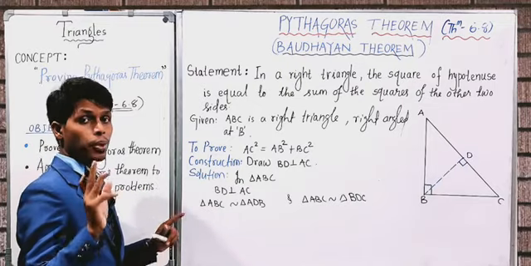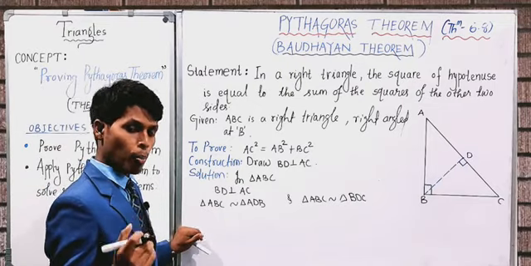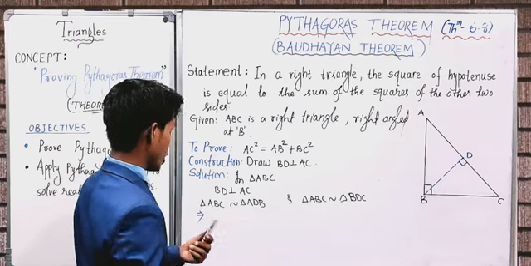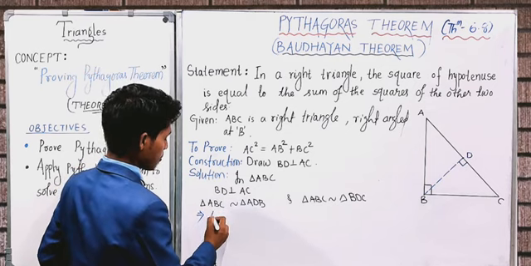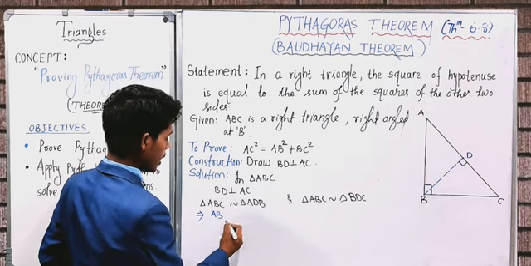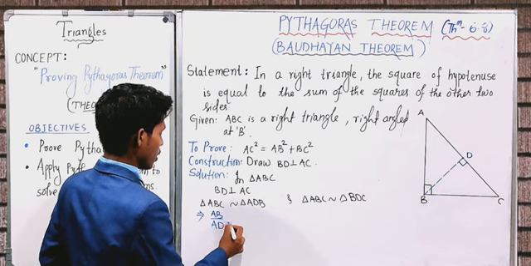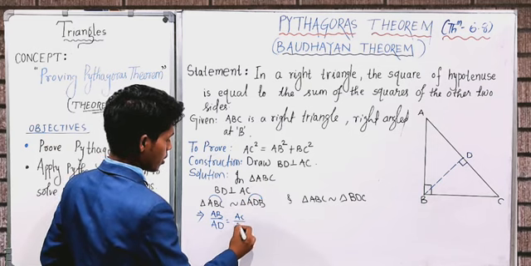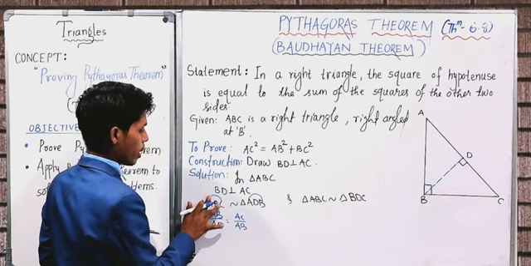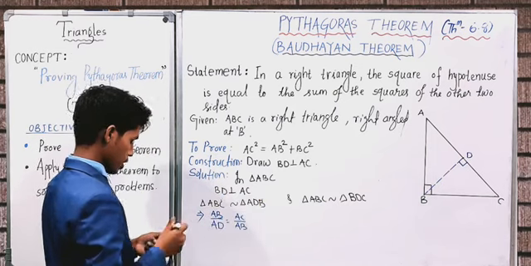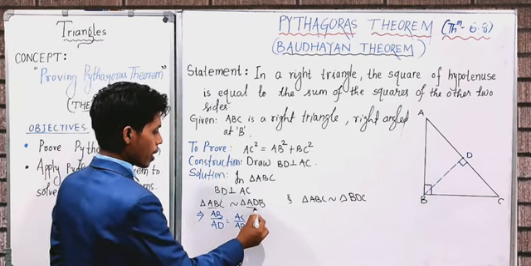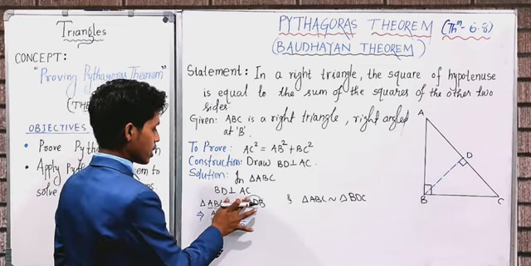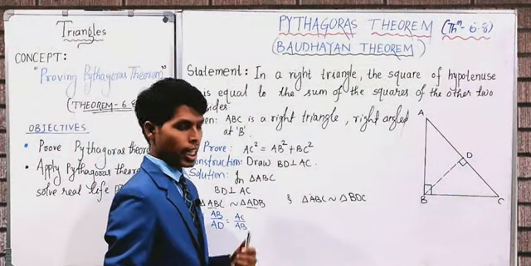Next, we know if two triangles are similar, then their corresponding sides are in equal ratio or proportional. So let's write here. Here AB corresponds to AD. So AB upon AD is equal to AC upon AB. Okay, let me explain again, AB upon AD is equal to AC upon AB. These two sides' ratios will be equal.